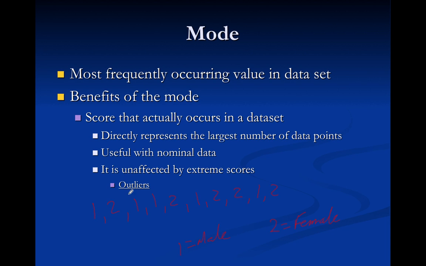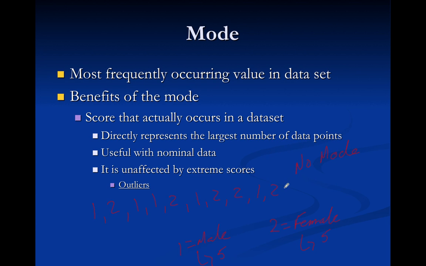So 1 occurs 1, 2, 3, 4, 5 times. 2 occurs 1, 2, 3, 4, 5. Wow. So here, the male category occurred 5 times. The female category occurred 5 times. So in our particular case, is there a mode? That's my question. Is there a mode in our particular data set? And the answer is no mode. Because again, there is no one value that occurred more frequently than any other.